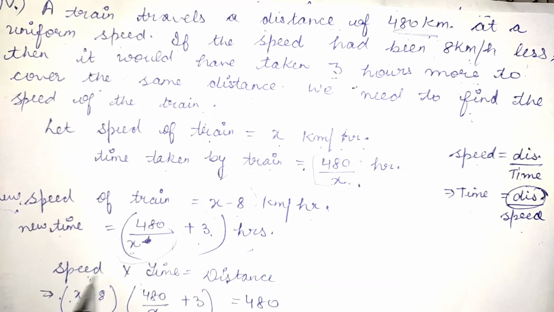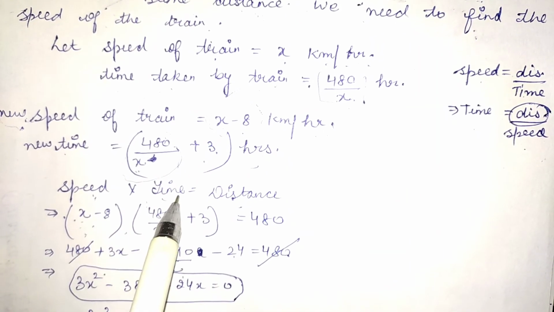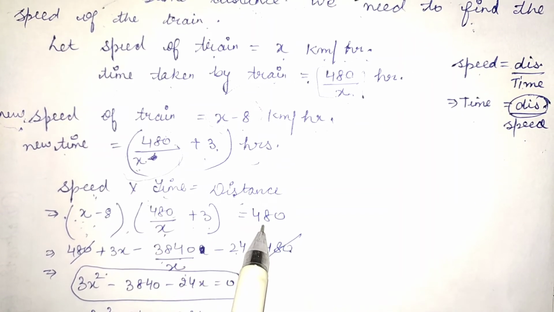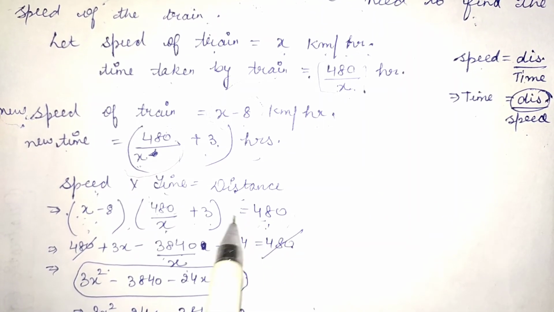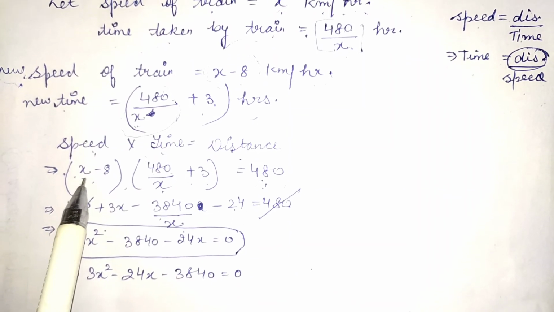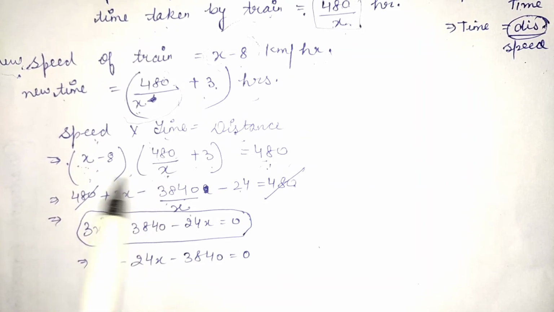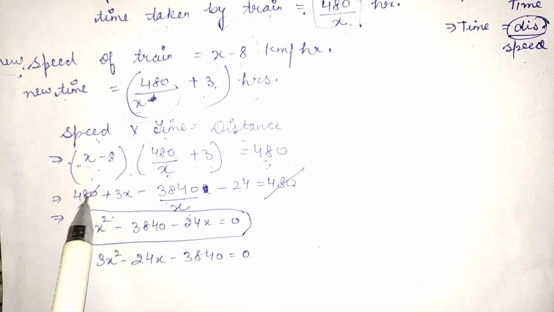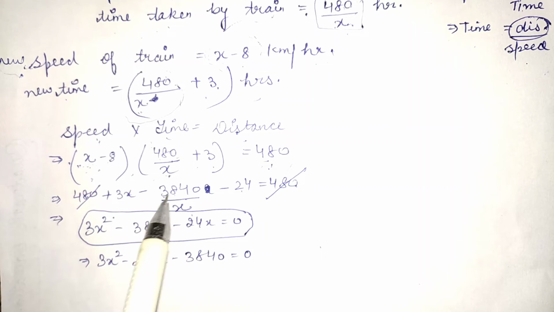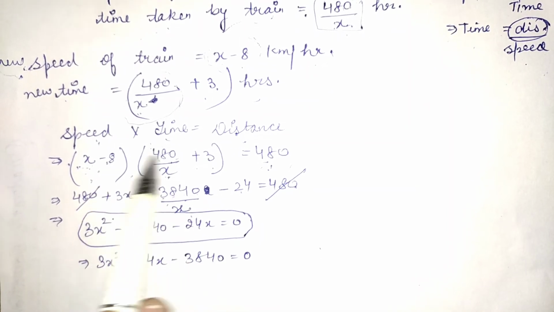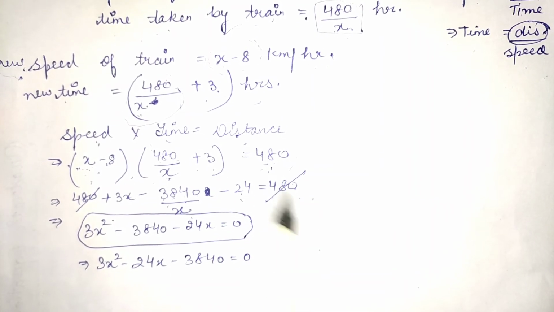So now we know that speed into time is equals to distance. So new speed is what? x minus 8, and time is what? 480 by x plus 3 is equals to distance. Distance will remain same, which is given to us in the question, equals to 480 kilometer. Now if I simplify this equation by cross multiplication, then what I will get? x into 480 by x, x will get cancelled out, only 480 will be there, then plus 3x, minus 8 into 480 by x I will get 3840 by x, and if I multiply minus 8 by plus 3, the answer will be minus 24, is equals to 480.